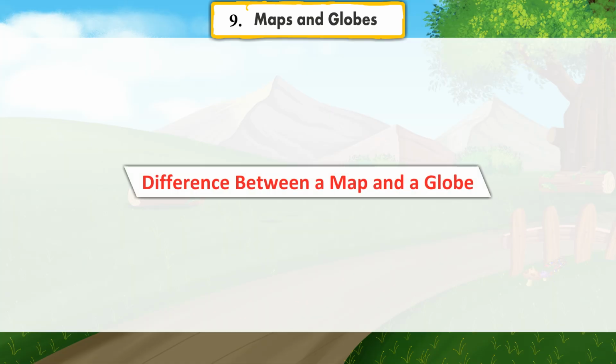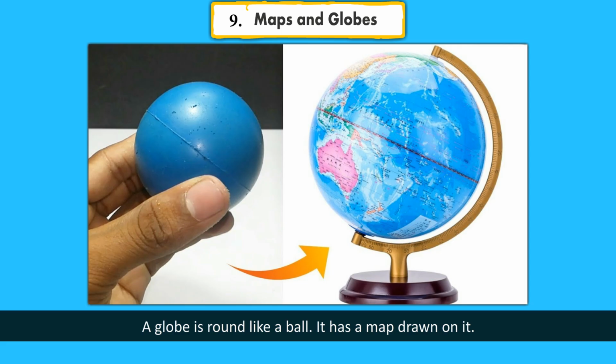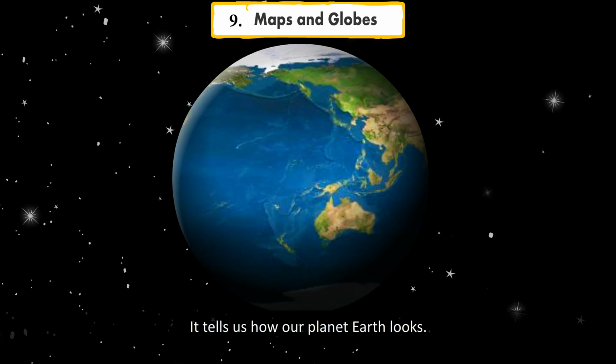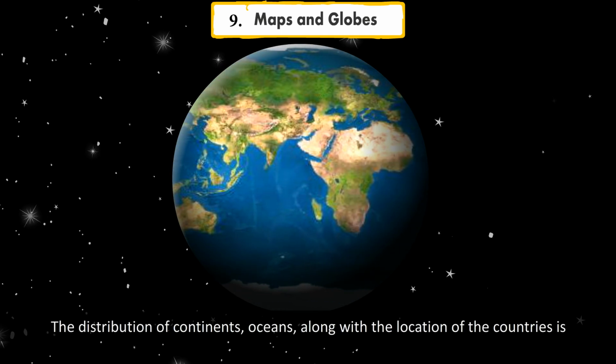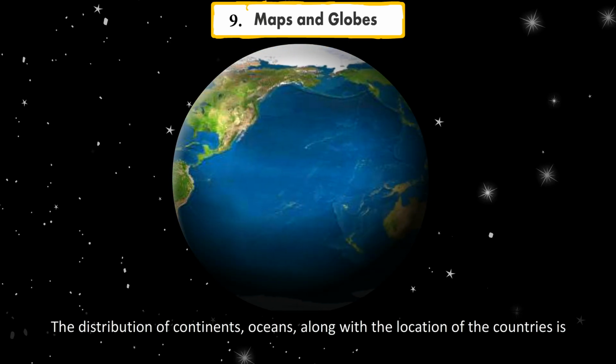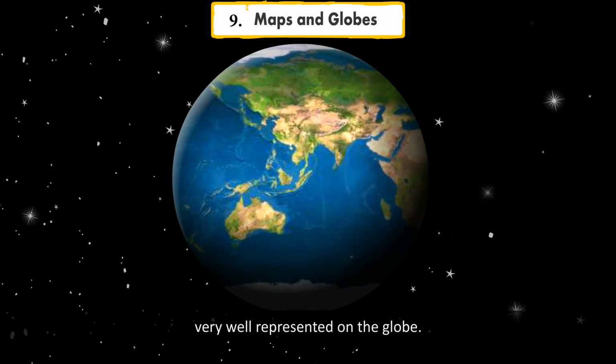Difference between a map and a globe. A globe is round like a ball. It has a map drawn on it. It can be considered a small model of the earth. It tells us how our planet Earth looks. The distribution of continents and oceans, along with the location of the countries, is very well represented on the globe.